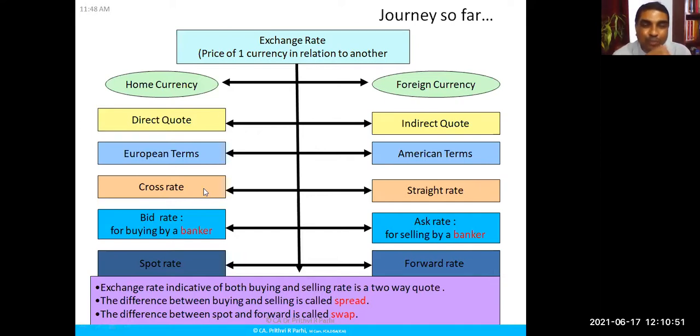But if you have rupees and you want to buy dollars, the bank will be selling to you at 82, because that is its selling rate. Understood? This concept you also know.